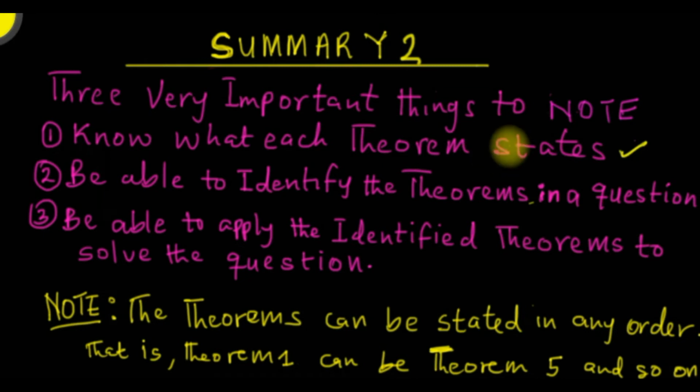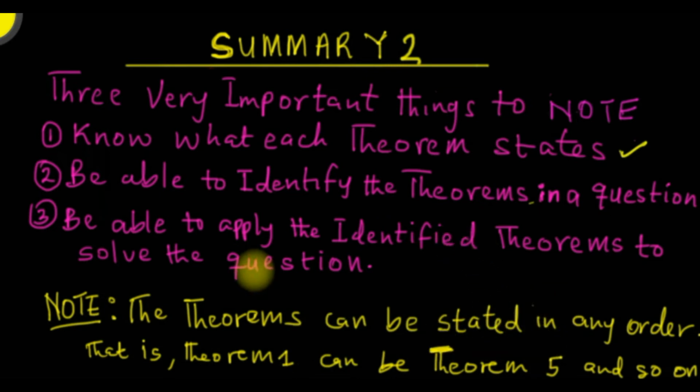And then theorem 2, the diameter subtends an angle of 90 degrees on the circumference. Somebody can bring this diameter theorem as theorem 1, and the theorem about the angle subtended by an arc at the center being equal to 2 times the angle subtended by the same arc on the circumference as theorem 2. So it doesn't follow any particular order. It's not mandatory. Our theorem 1 in this video can be somebody's theorem 4 or theorem 5. It depends on the person.